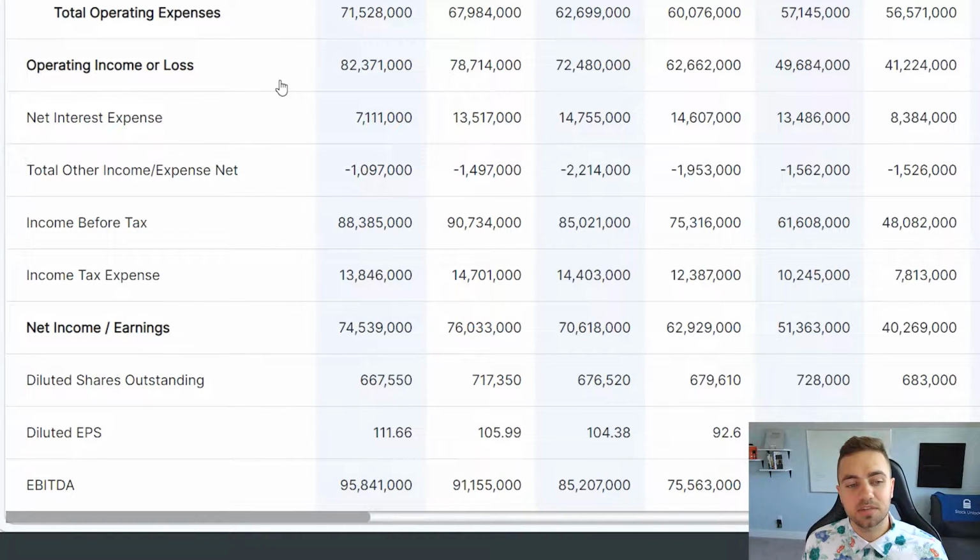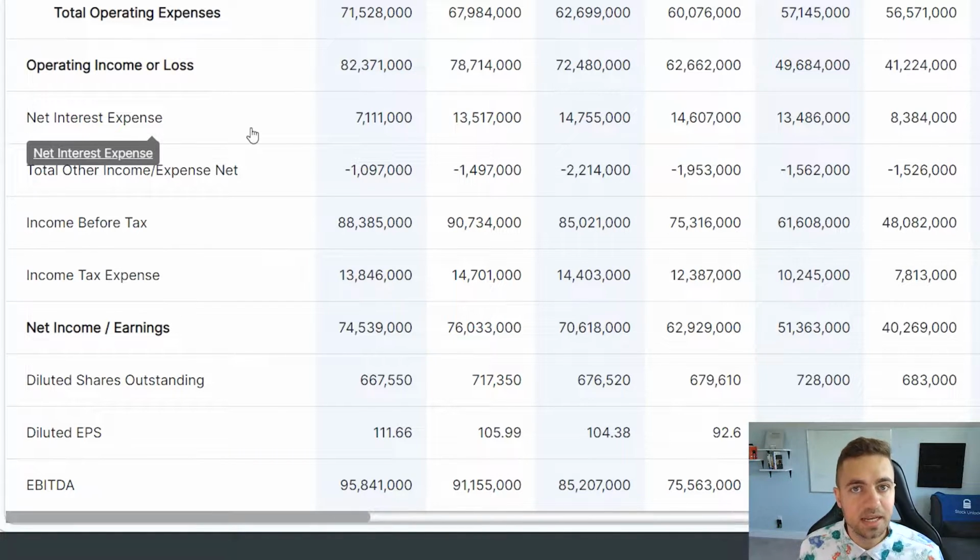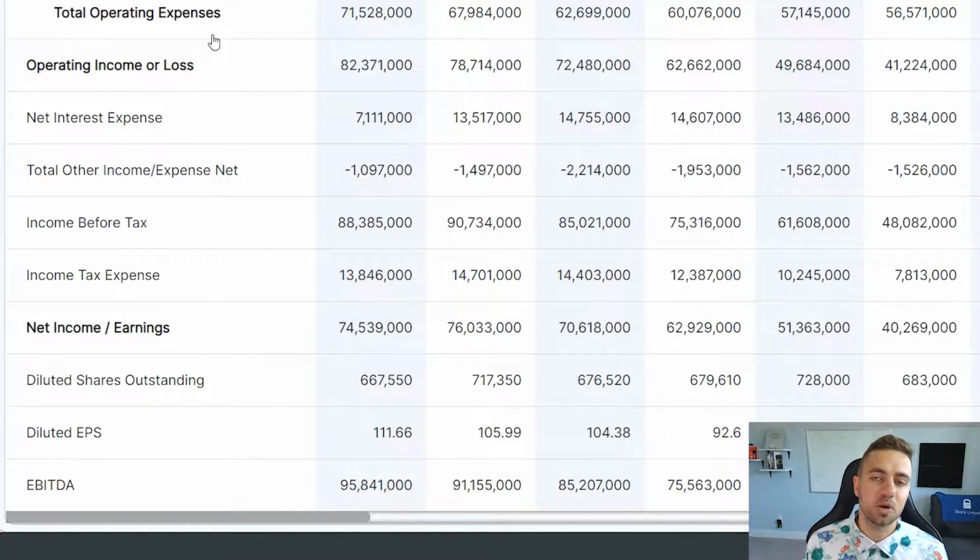then what is subtracted from the operating income is the net interest expense. What the net interest expense is, is the amount of interest that the company is paying on its debts or on its loans. If you see a very high net interest expense, then it could mean that the company has a lot of debt outstanding, and typically investors like to see the net interest expense be on the lower end, especially relative to the operating income.